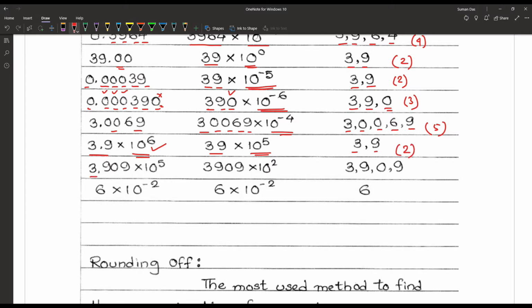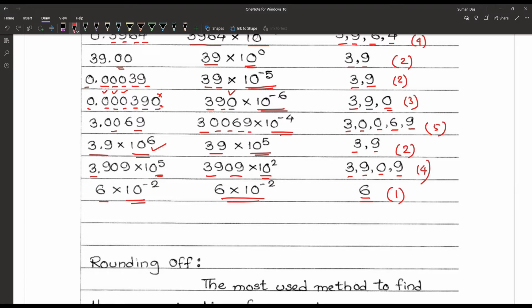Next one, once again written in the form of Mantissa, 3.909 into 10 to the power 5. We are just changing it, 3909 into 10 to the power 2. So the significant digits are 3, 9, 0 and 9. And finally 6 into 10 to the power minus 2. The Mantissa form remains the same and only one significant digit, that is 6. So that is the way we can find the significant digits.